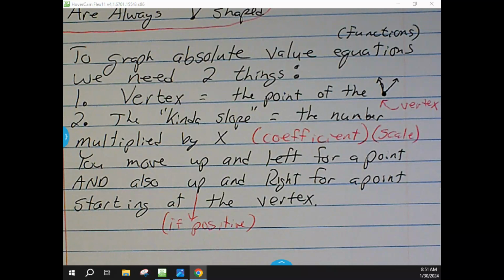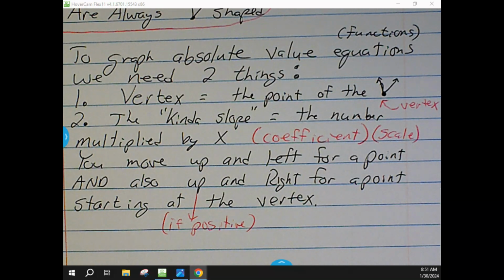Now, if it's negative, instead of going up, you would go down. So that's where we're still kind of doing slope. If it's a positive slope, you would move up and over. In this case, you're going to move up and over left and right to get the V-shaped part of this one. If it's negative, you're going to move down and then left and then down and right to get the V-shape because it's going down for that part.